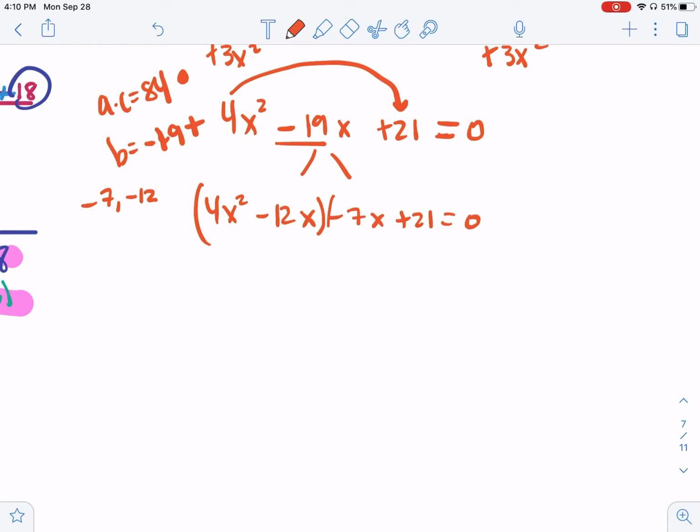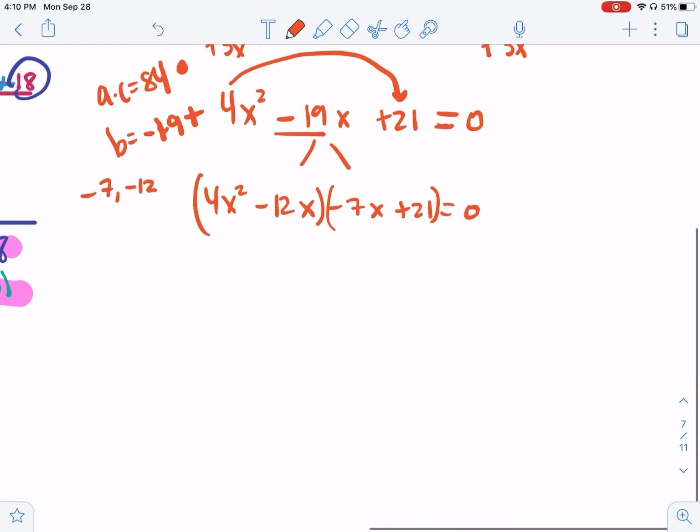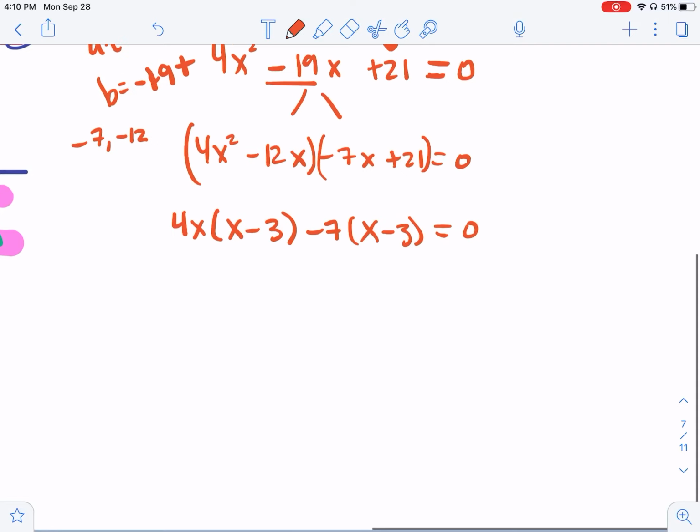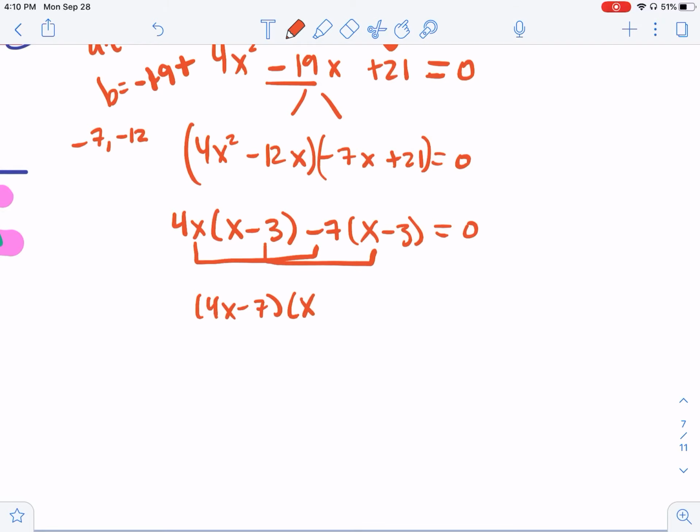I'm going to group the first two terms and the second two terms and look for those greatest common factors. In the first, they're both divisible by 4, and they both have an x. That leaves me with x minus 3. In the second one, I can bring out a 7, and then because this term is negative, I need to make that a negative 7. That leaves me with x minus 3. That means that these two come together to make one factor, 4x minus 7, and the other two come together to create my other factor, and I fully factored it.